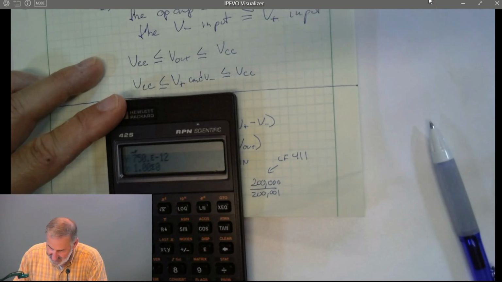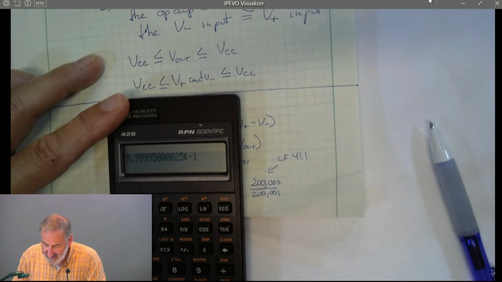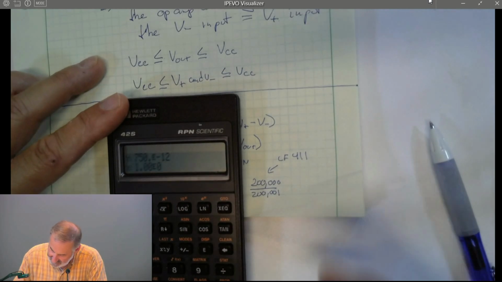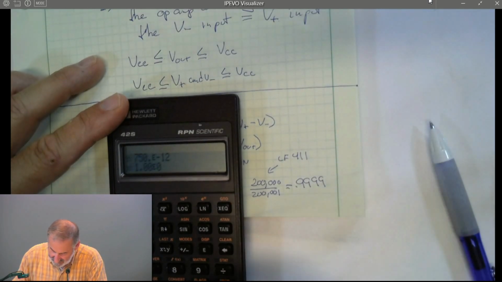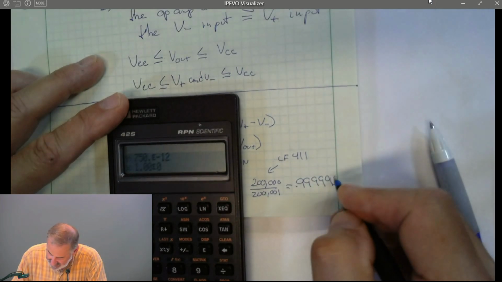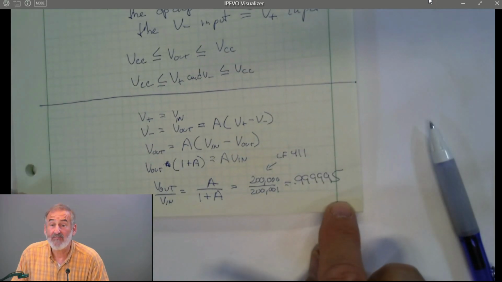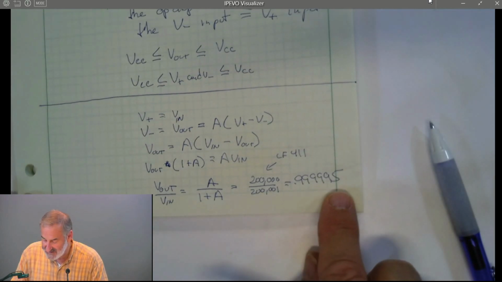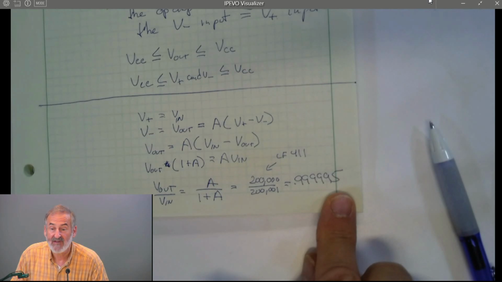If we take a look at what that is, well, we better show some more digits. So we got 0.999995. Make sure I got enough digits there: 1, 2, 3, 4, 5 nines. So what we see is that in a real-world op amp, we don't get a perfect gain of 1, but we get something that's good to a few parts per million.